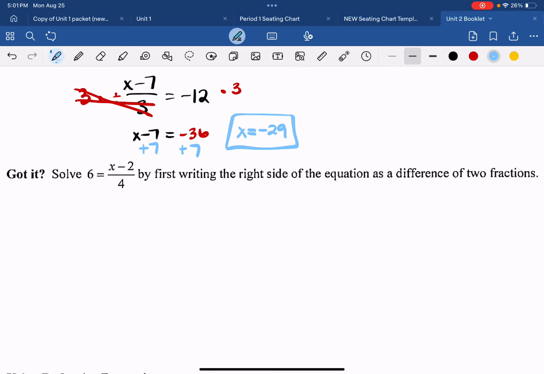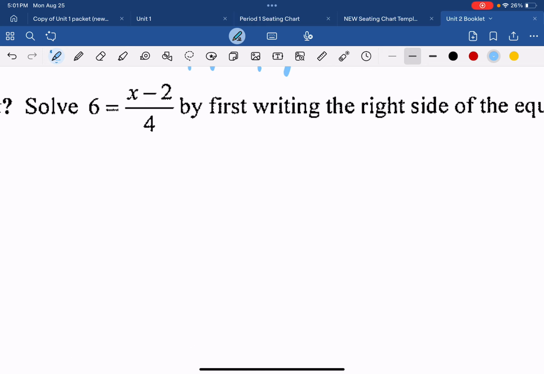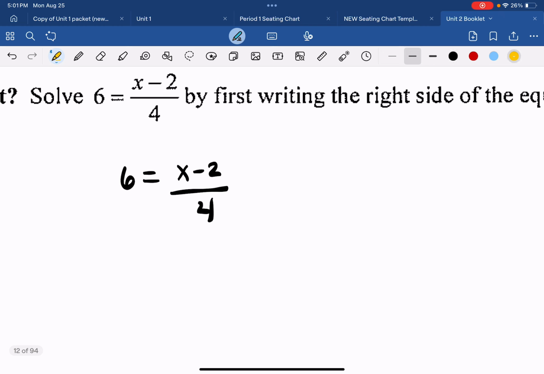All right, go ahead, try this next one. All right, so for this one, just copy it down again. We want to get rid of our denominator, so I'm going to multiply both sides by 4. Okay, when I multiply by 4, these 4s cancel out. So I'm just left with 24 equals x minus 2.